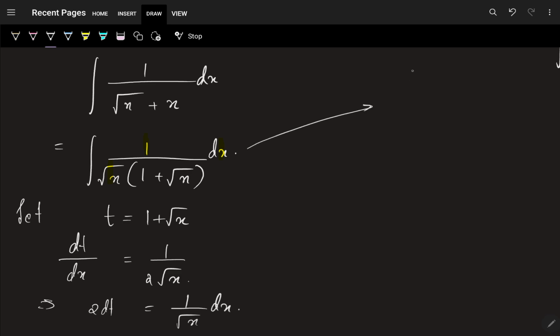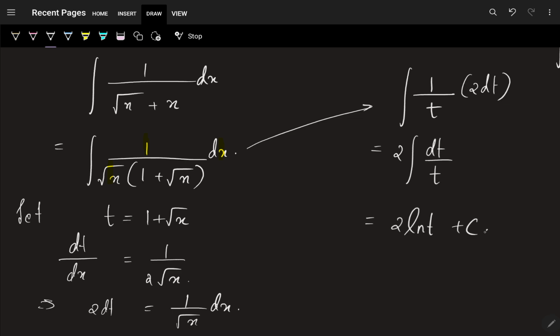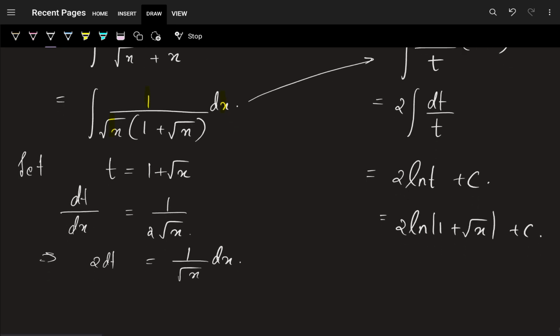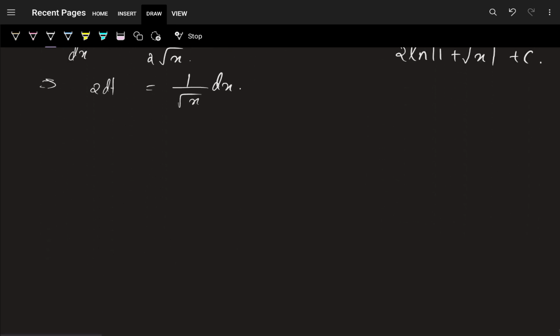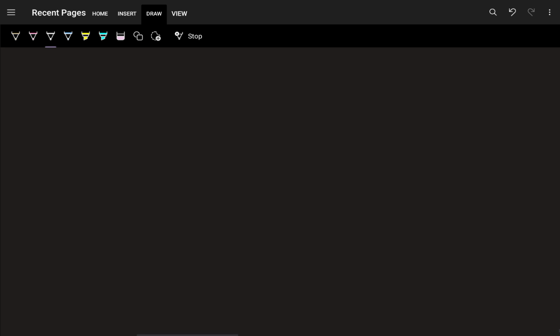So my integral is gonna become 1 by t and everything else is 2 dt. Take the 2 out of the way. This is integration dt by t. So this is 2 ln t plus c. Now what is t? t is 1 plus root x, plus c. Okay. So moving on to the next question.